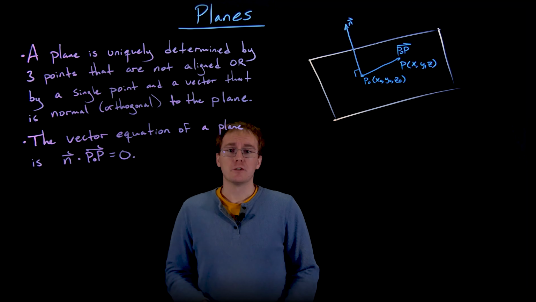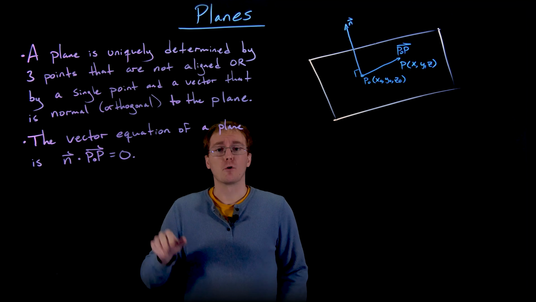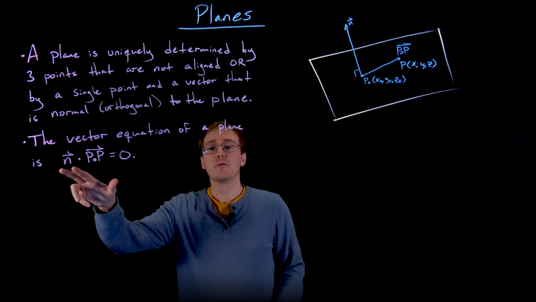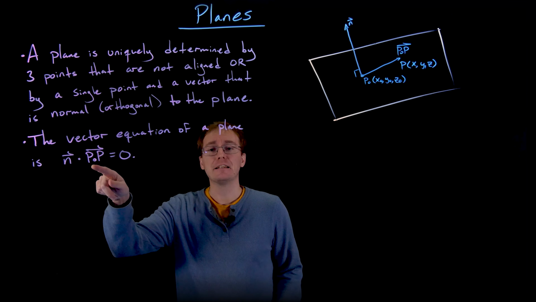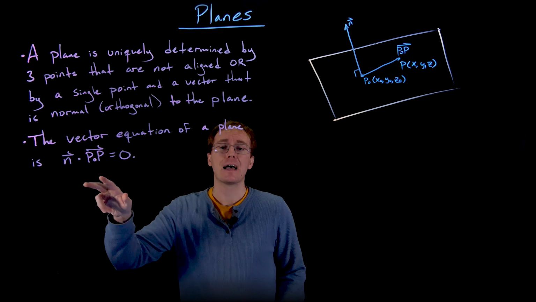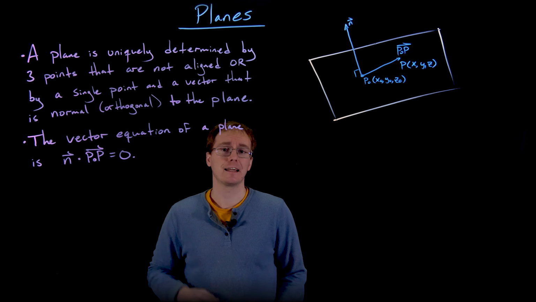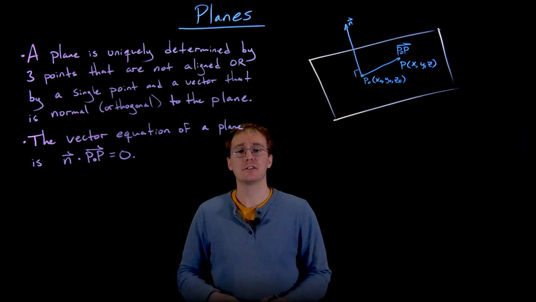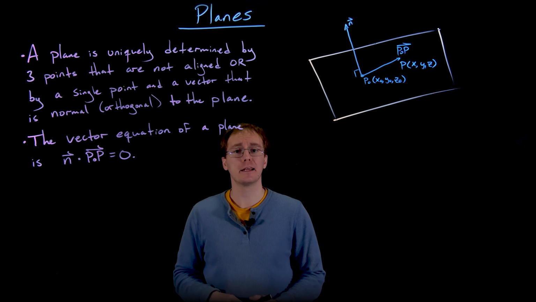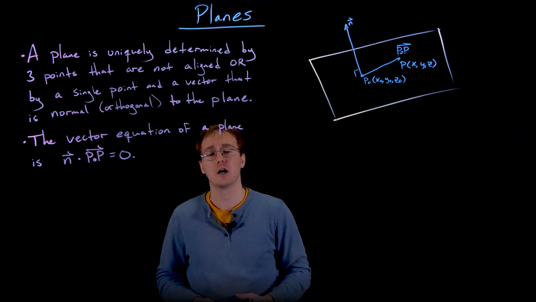So the vector equation of a plane is given by this dot product formula that we see here. It's the normal vector to our plane dotted with any vector that lies in our plane, and that dot product is always going to give us the scalar of 0. So this is the vector equation of the plane, and if we assign components to our normal vector and this vector that lies in our plane, we can create the scalar equation of our plane.